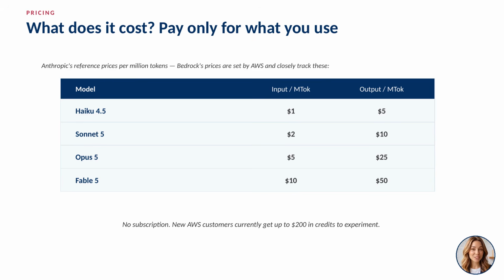Let's talk money. There is no subscription. You pay only for the tokens you use. Here are Anthropic's reference prices per million tokens. Bedrock's exact numbers are set by AWS and closely track these. Haiku, about $1 per million tokens in, 5 out. Sonnet 5, 2 in, 10 out. Opus 5, 5 and 25. Fable 5, 10 and 50. Notice the 10x spread between Haiku and Fable. That's why picking the right model per task matters.